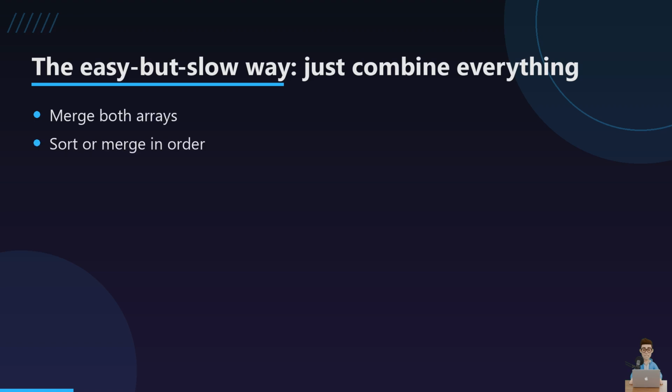The most natural idea is to take nums1 and nums2, combine them into one sorted list, and then just look at whatever number sits in the middle. This absolutely works, and it's simple to write. But let's see what happens when the lists get really big. That's where the trouble starts.